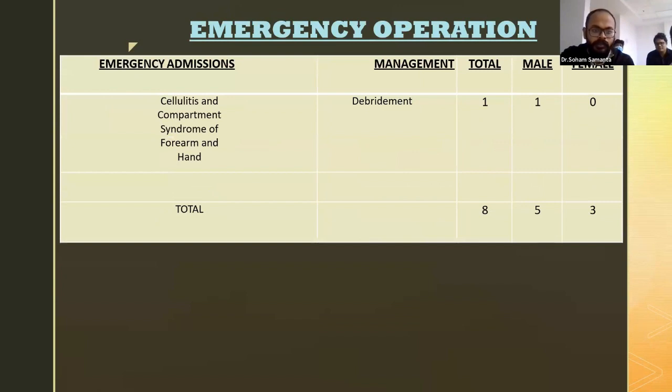1 case of cellulitis and compartment syndrome of the right thigh and lower limb, there was a mistake, correction: left thigh and leg and foot, where extensive debridement was done. There was no compartment syndrome.